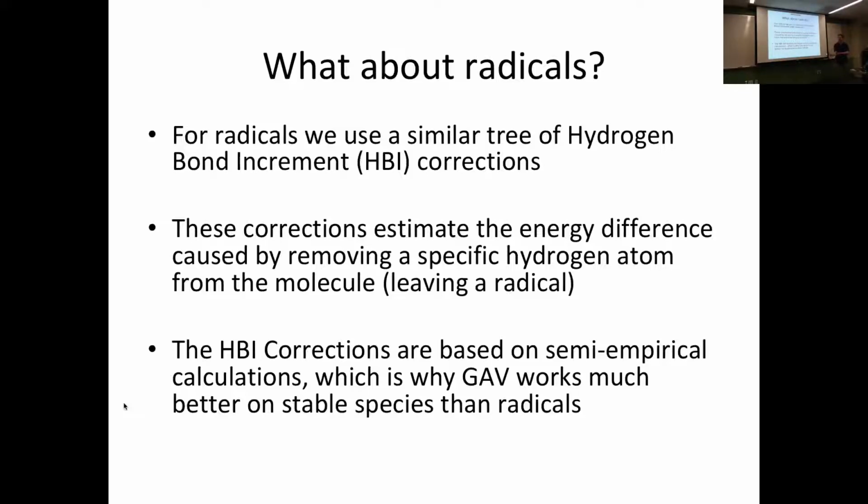The hydrogen bond increment method is really useful because it enables us to convert stable thermo to radical thermo. And if you wanted to build a group additivity method that worked for every single radical, that would be a lot more complicated. You would need a lot more calculations.